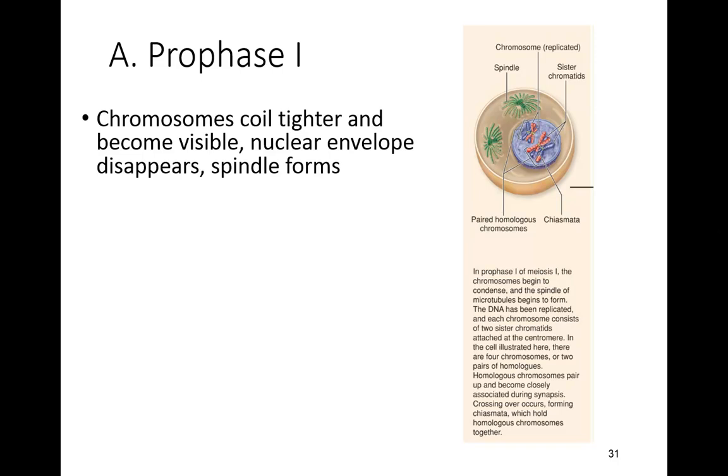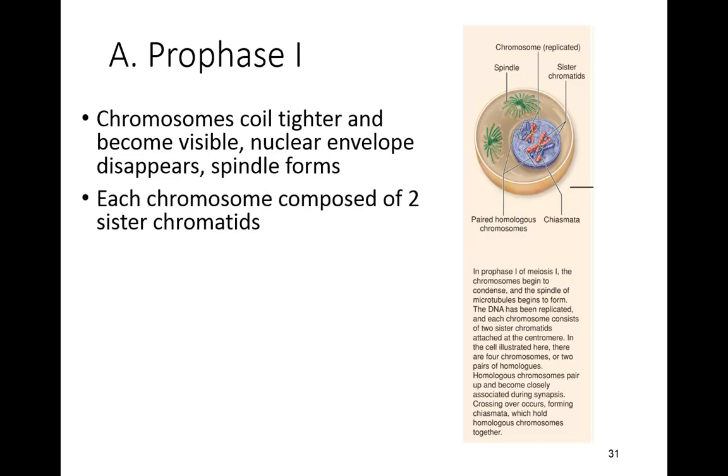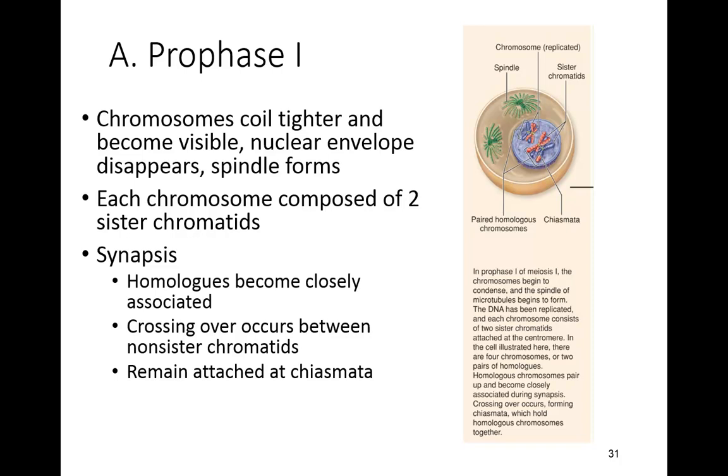So in prophase 1, just like in prophase in mitosis, the chromosomes coil together, they condense, the nuclear envelope dissipates, and the microtubules from the spindles form. Just like in mitosis, each chromosome is composed of 2 sister chromatids, and then the process of synapsis is where the homologous chromosomes stick together, they become very closely associated, and then crossing over occurs.